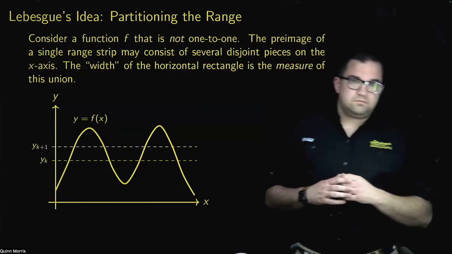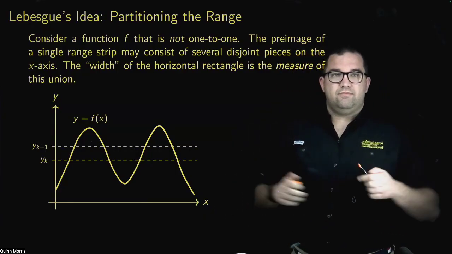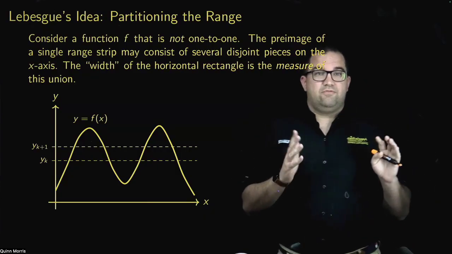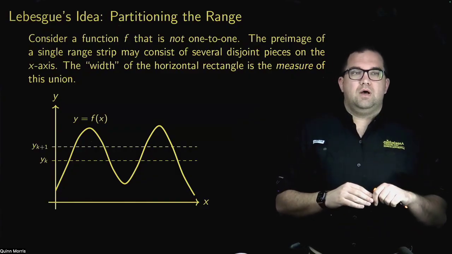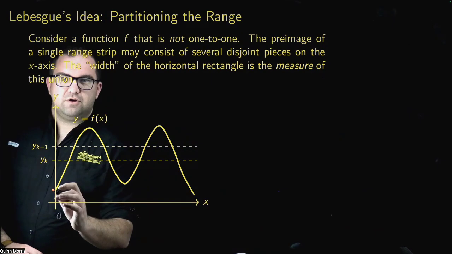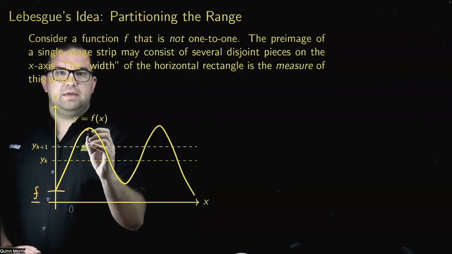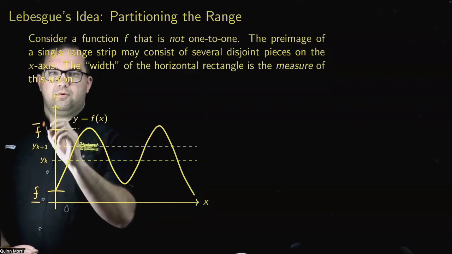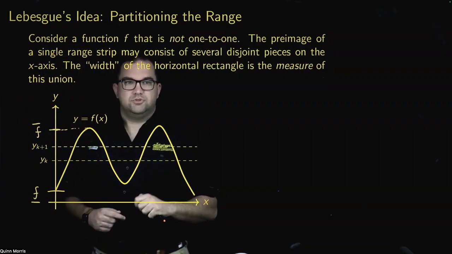Now, if we look at this in a picture, the idea here is I have my function f, and we could consider any function f, but in particular, I want us to consider a function that is not one-to-one, because that's where we really see the need for the Lebesgue measure. So imagine here, for this function, here would be my f lower bar. I could come up here, maybe here's my maximum value. So this would be my f upper bar, and I go about partitioning my range.